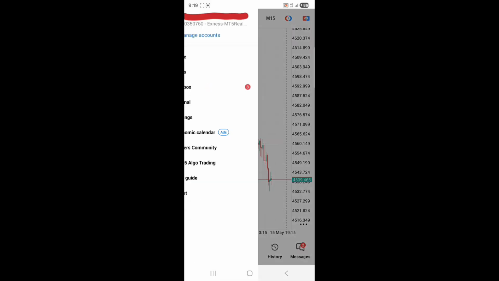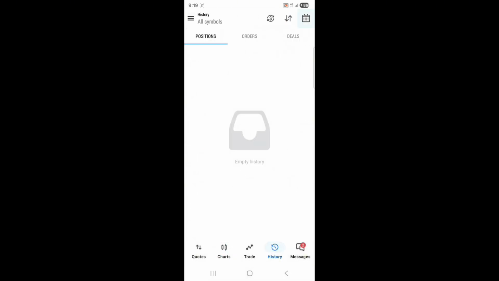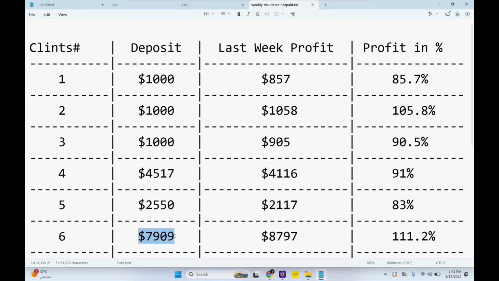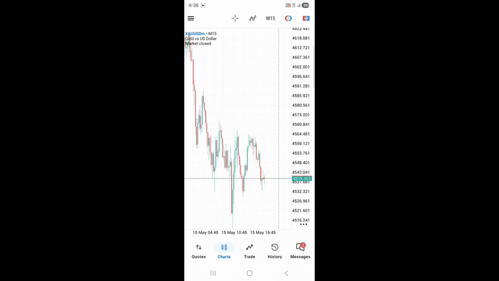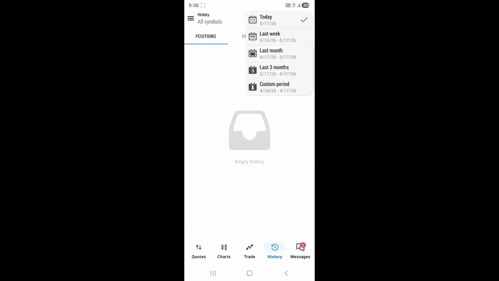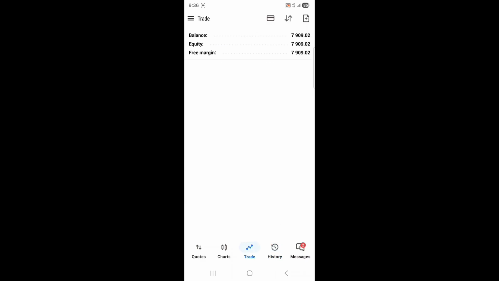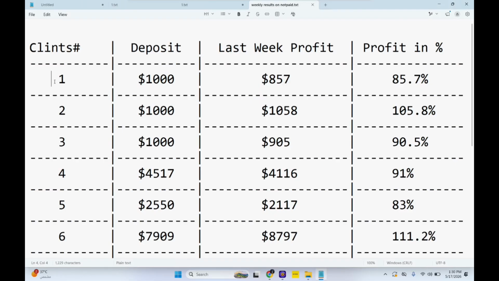This is another client and his deposit was $2,550 and his last week profit is $2,117 and that is 83% profit. And this is the account of client number 5, and you can see his last week profit, which is $2,117 and his deposit amount is $2,550. This is another client and his deposit was $7,909 and his last week profit is $8,797 and that is 111% profit. And this is the account of client number 6, and you can see his last week profit, which is $8,797 and his deposit amount is $7,909.